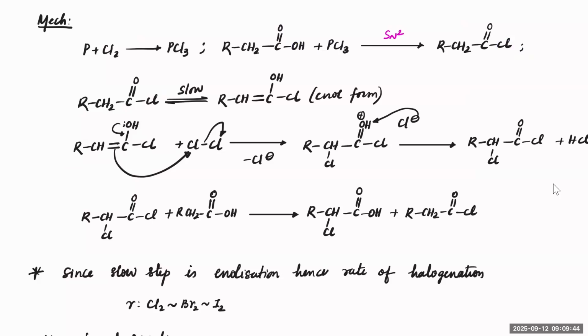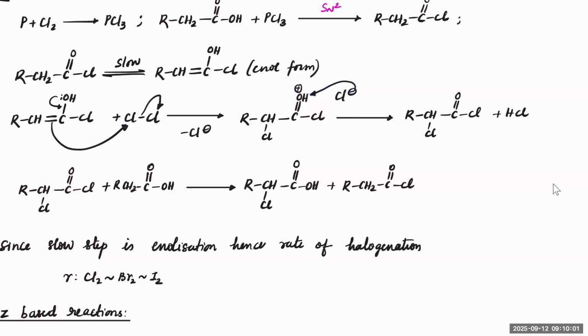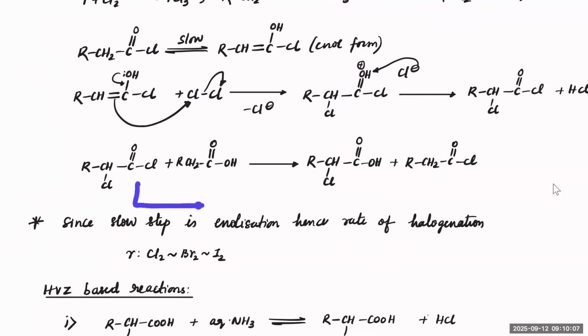And this is the slow step. The acid chloride will start showing an enol character, and from this enol character, the pi bond will attack chlorine and remove this chlorine away. Chlorine gets substituted. Cl minus will take H plus and convert into alpha chloroacid chloride. Imagine this is the first mole.